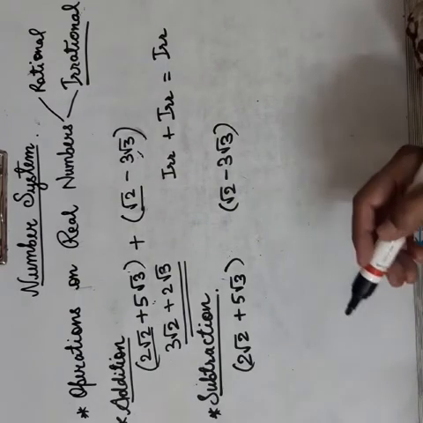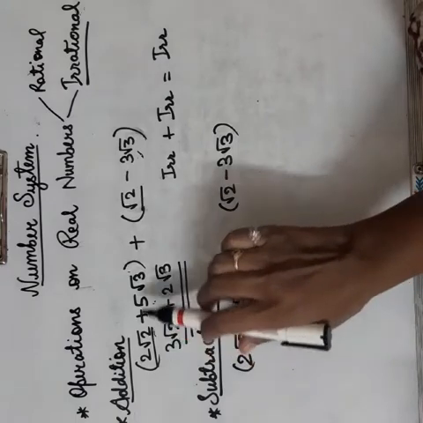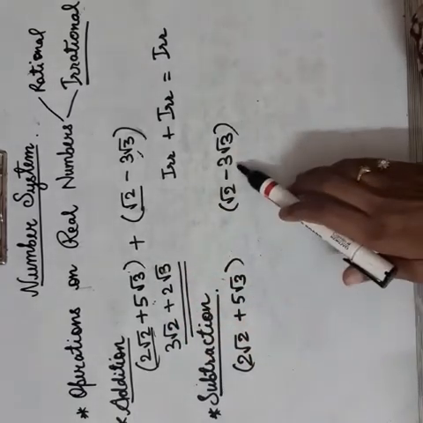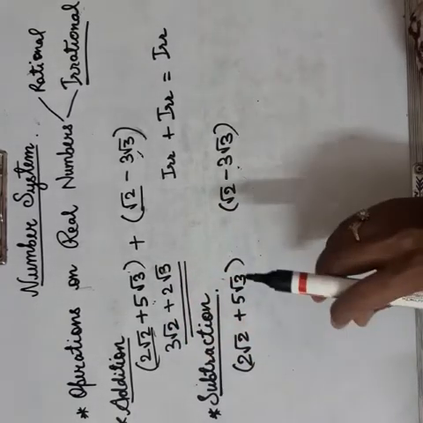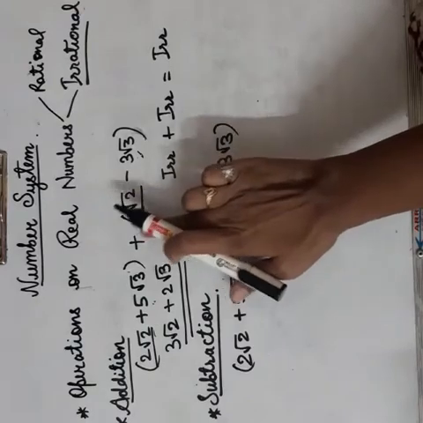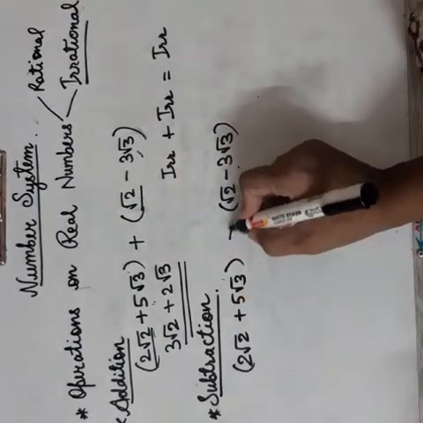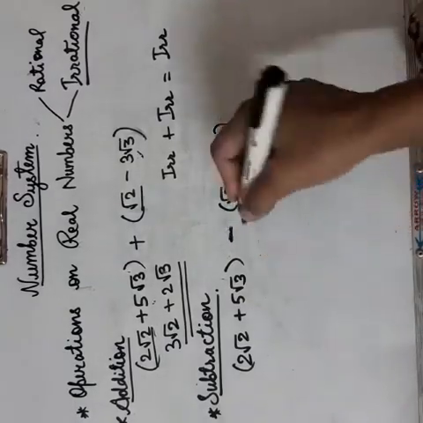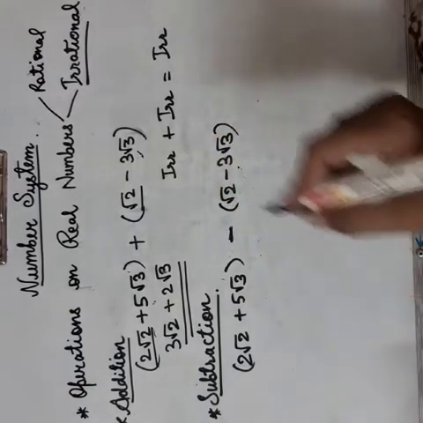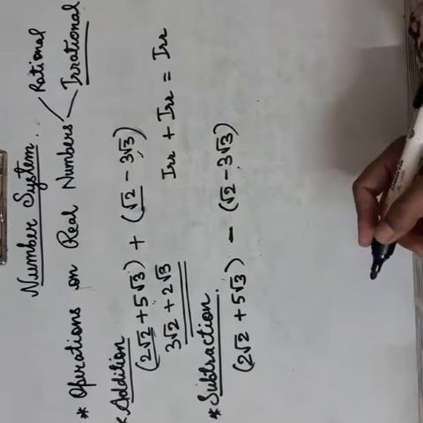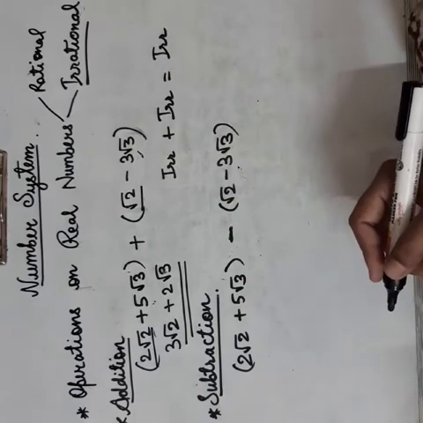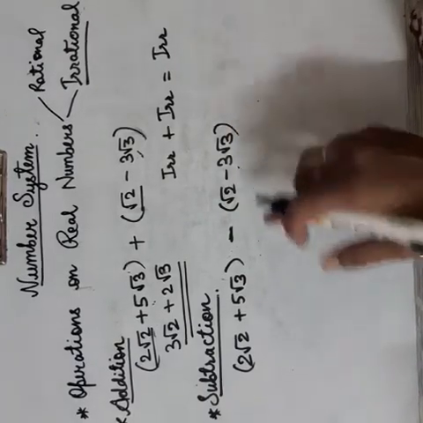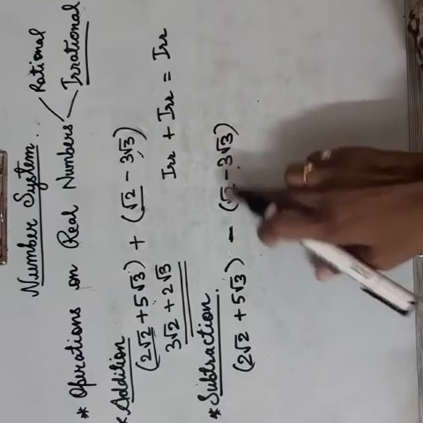Now let us take the same irrational numbers, that is 2 root 2 plus 5 root 3 and 2 root 2 minus 3 root 3. Instead of adding, now we are going to subtract, right? So now directly we cannot remove the brackets like what we did in addition. In subtraction we cannot remove the brackets directly. We have to multiply this minus sign inside the bracket.